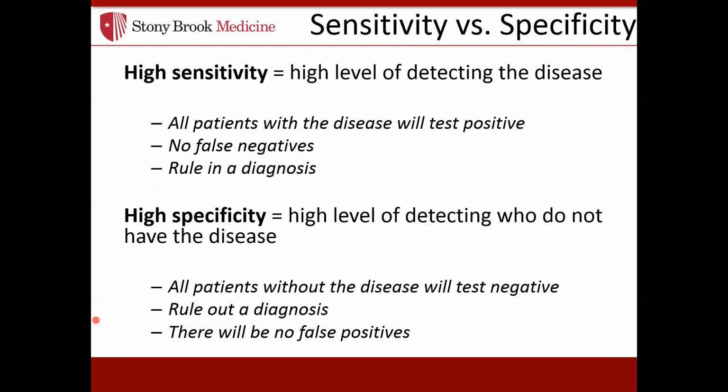Sensitivity and specificity. These are usually regarding a test, and it possibly comes up a lot when looking at primary literature. So high sensitivity is a high level of detecting the disease. So all patients with the disease will test positive. There are no false negatives with regard to a highly sensitive test. You can rule in a diagnosis. You can't diagnose based off of this, but you can start to consider that diagnosis if you use a highly sensitive test and get a positive.